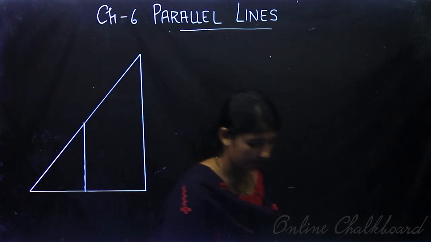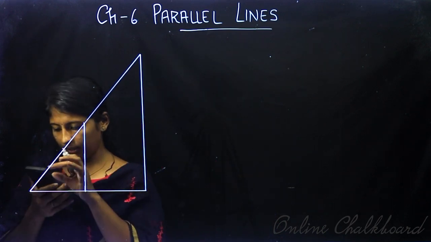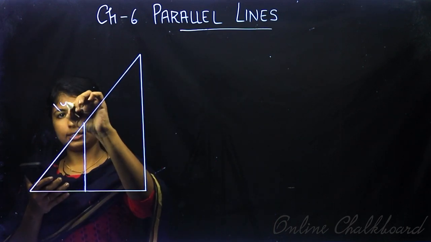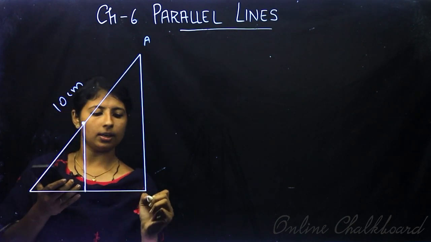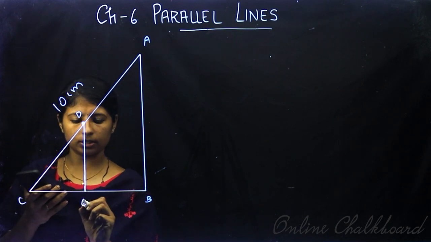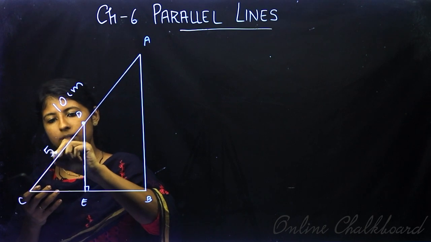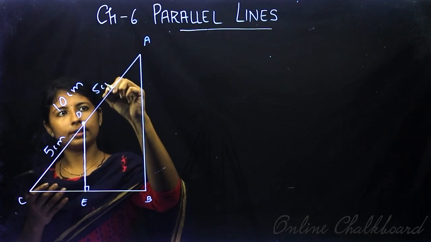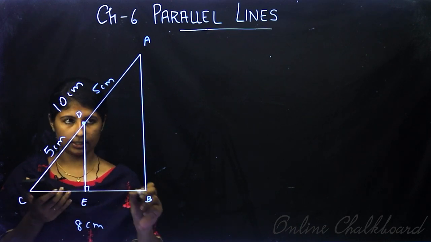Perpendicular varachittundu. Now ee triangle the length 10 cm aanu. So idu midpoint aayadukondu ikku peru idam A B C aanu. Midpoint D aanu. Ivide join cheyidirikkana point E aanu. Okay, so idu 5 cm. This one will also be 5 cm. Idu total 8 cm aanu ee length thannirikkunnathu.